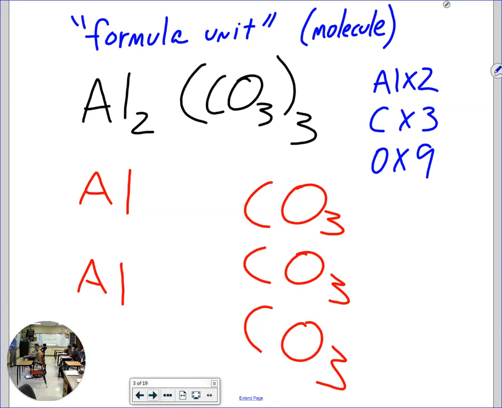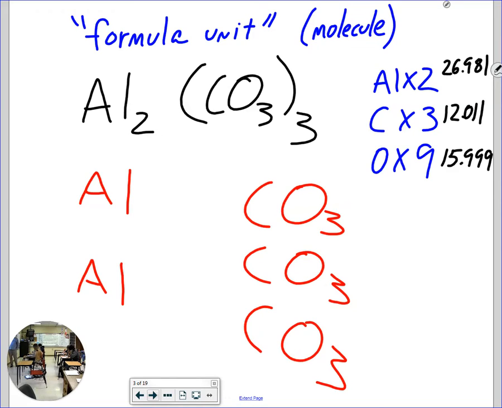So, if I wanted to find what the mole mass of aluminum carbonate was, I'd need to look up the mass of aluminum. Somebody who's got a periodic table handy. What's the mass of aluminum in here? 26.98. Okay, so 26.98 what? 26.981. Okay. What's the mass of carbon? I know that one. That's 12.011. And oxygen is 15.999. Okay.